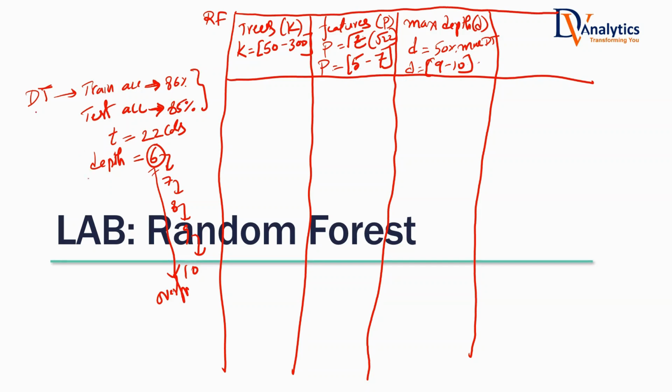How many columns is this decision tree using? 22. How many columns are these decision trees using in the random forest? 5 to 7 columns. If you are using only 5 to 7 out of 22 columns, is it okay if you go slightly deeper? Think about it. Are we really having a risk of overfitting here? There is no such risk, isn't it?